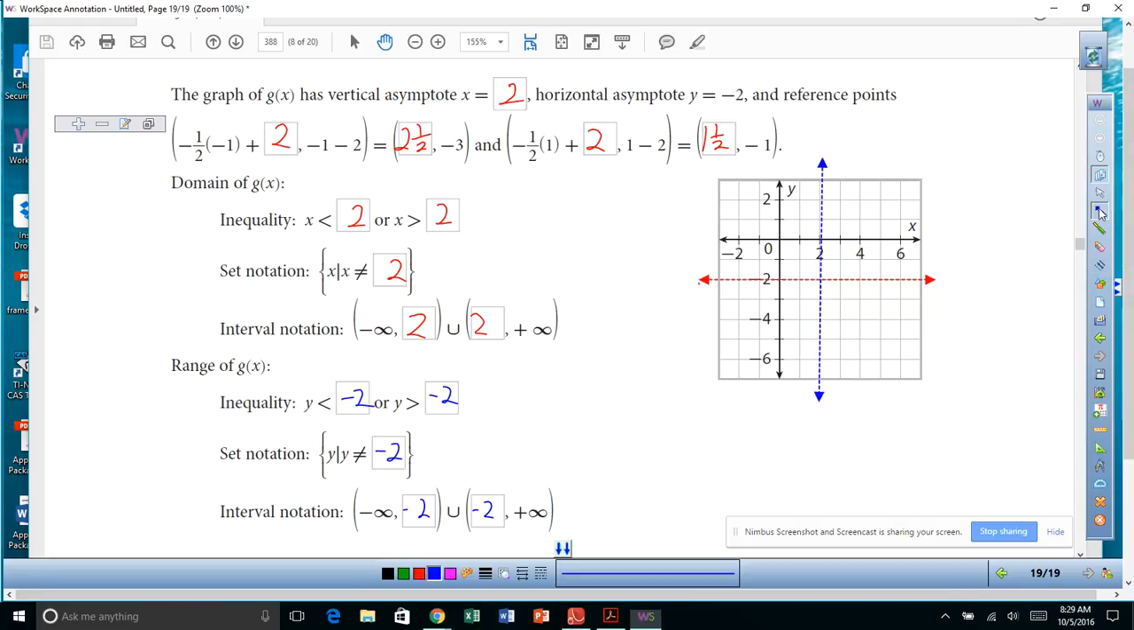And let's plot our points here. We've got a point at 2.5, negative 3, which is going to be right there. And then 1.5, negative 1 is going to be right there. So we go like this. There we go. Good deal.